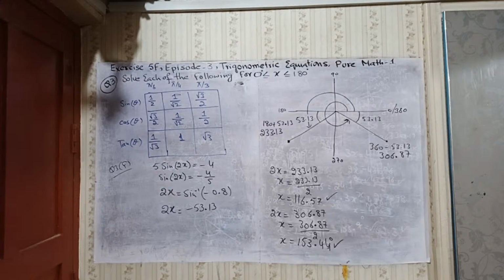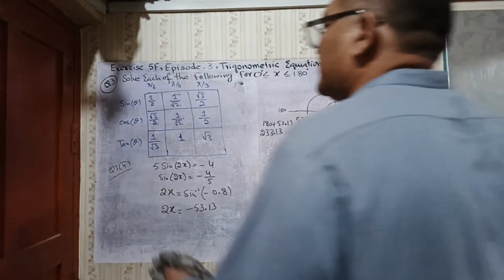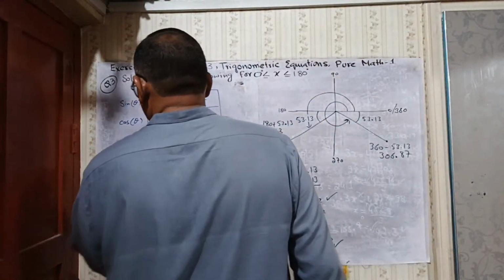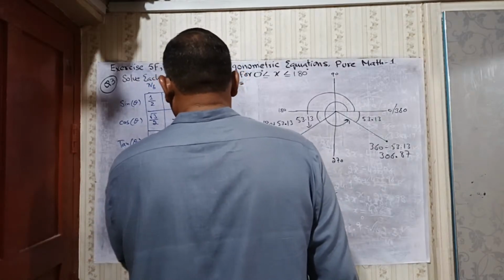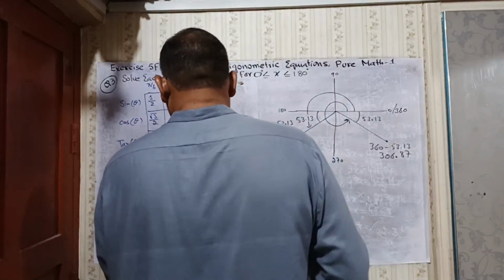So we are working on exercise 5F from the course book of Pure Maths 1. And this is our third episode on this exercise. In this third episode, we are attempting question number 3. And now I'm going to attempt question number 3 and its G part. Here we go.